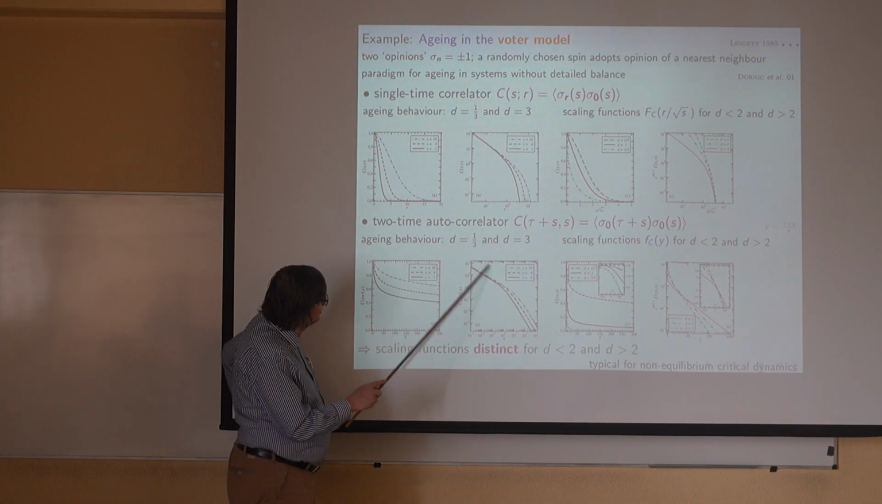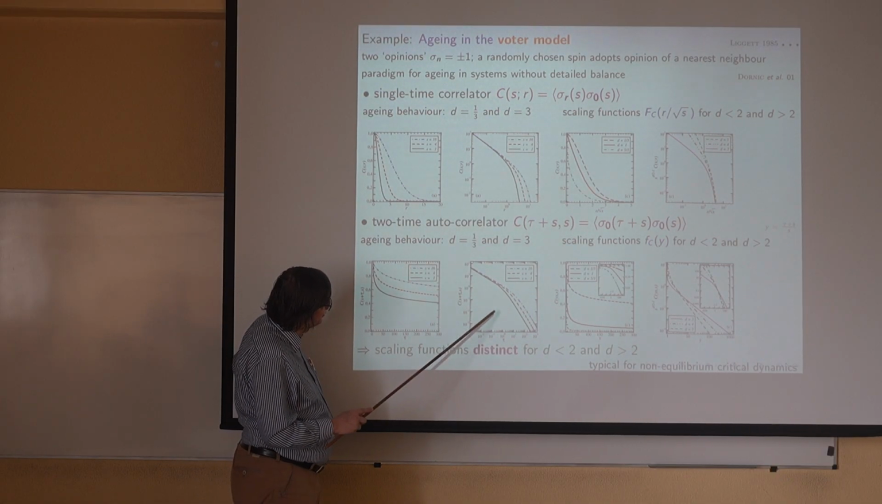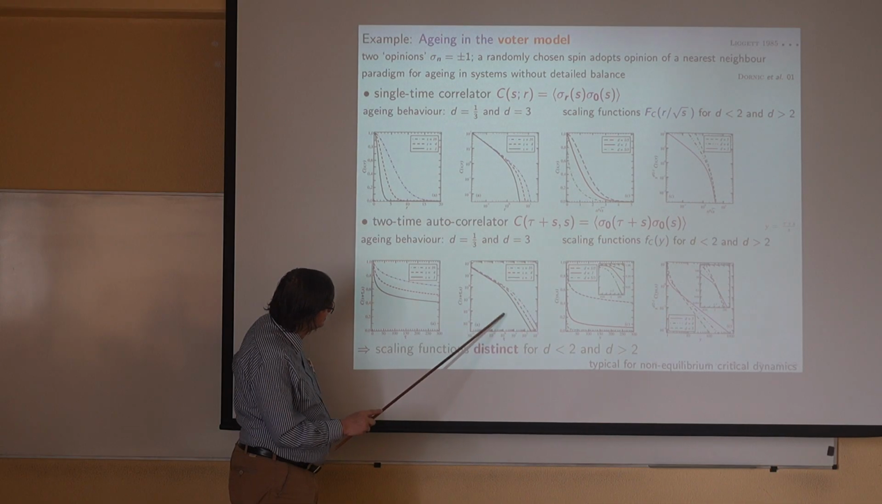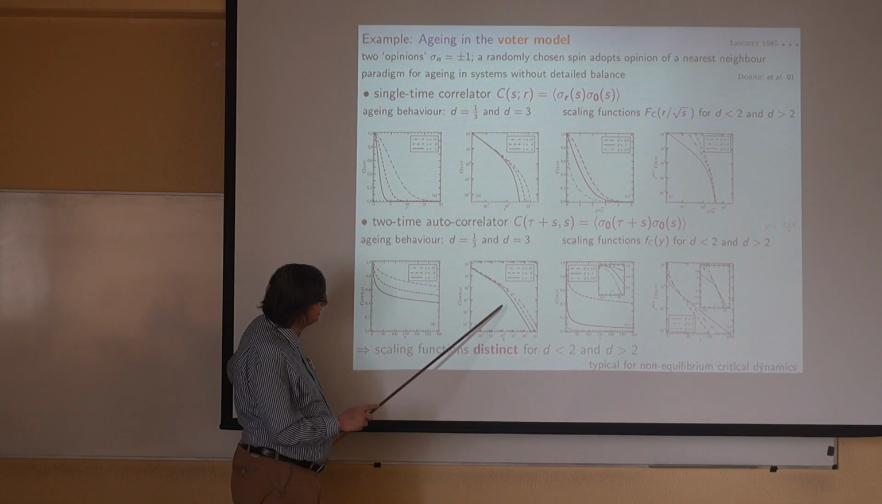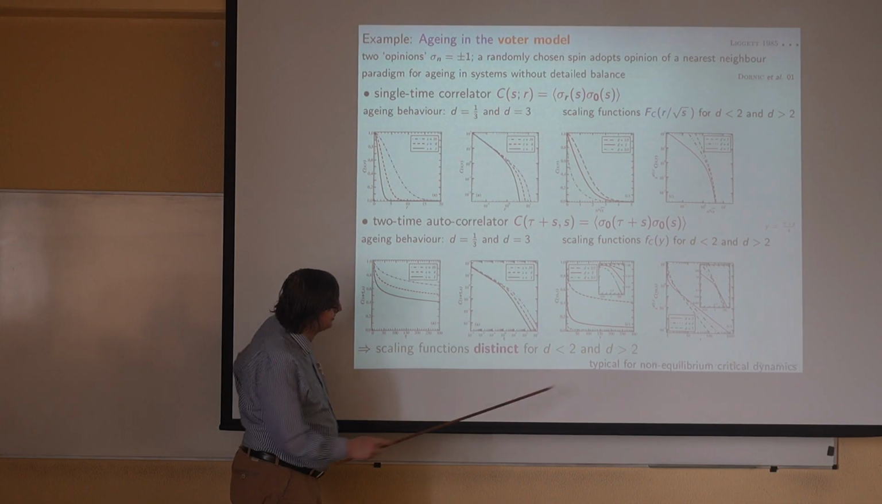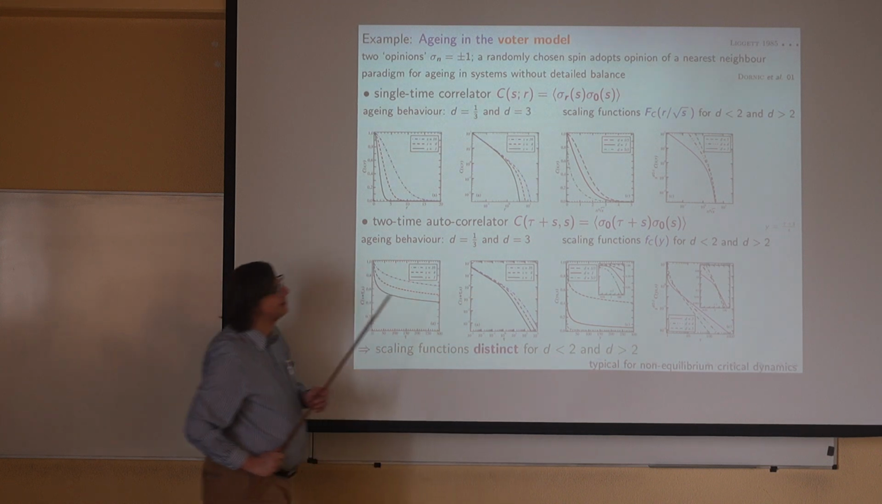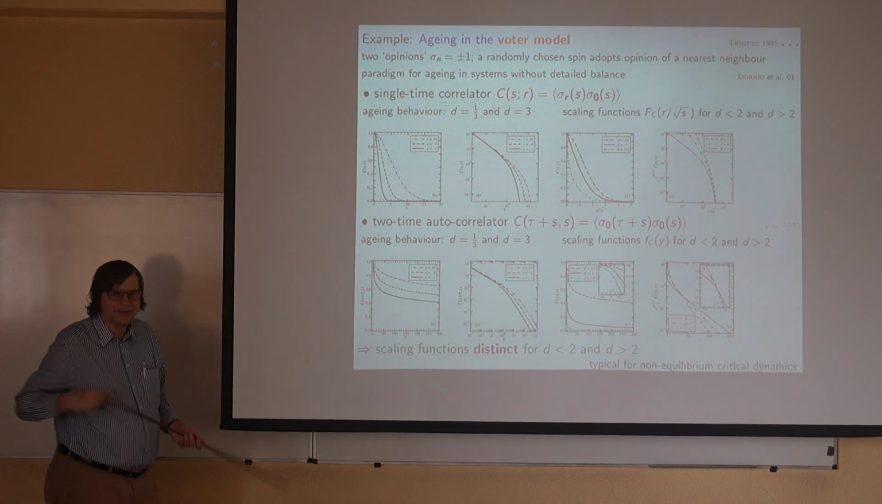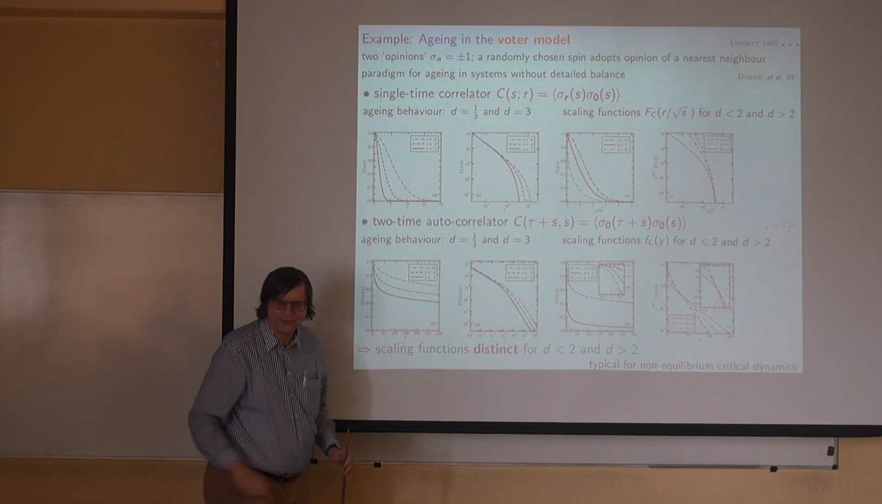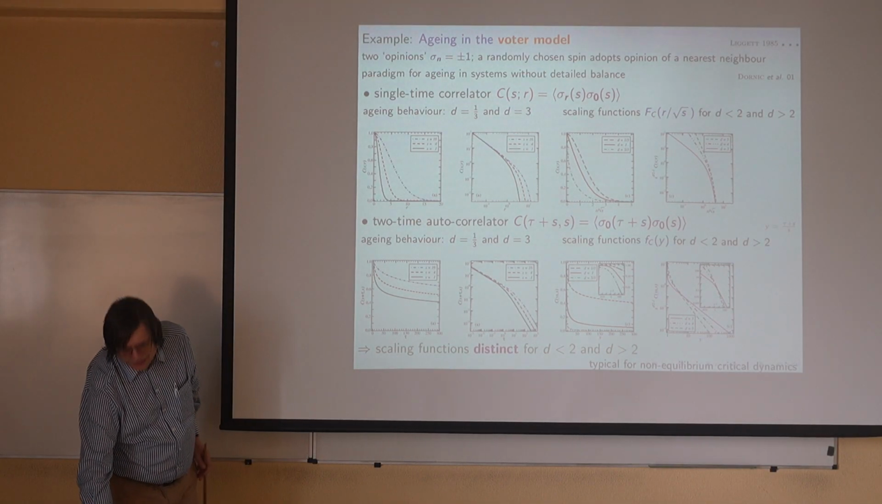And the same thing also happens when you go above 2 dimensions. You have again the curves moving up this way, a sign of slow dynamics. They are distinct curves, and you find the scaling collapse, and again you see these curves are different. And of course, we want to understand why it is so.